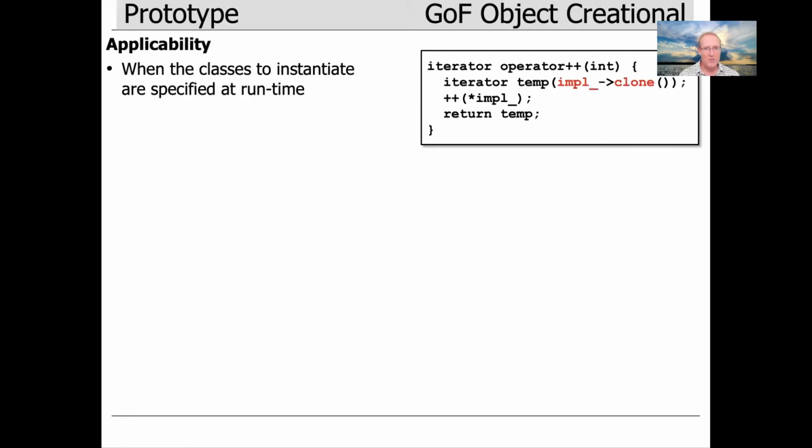When should you apply this pattern? You should apply this pattern when the classes to instantiate are specified at runtime. As you can see here, depending on how we've configured the iterator, the decision about what kind of concrete strategy we have here is a runtime decision, which of course is made in conjunction by using factory methods like begin and end on our expression tree. So all this stuff is done at runtime.